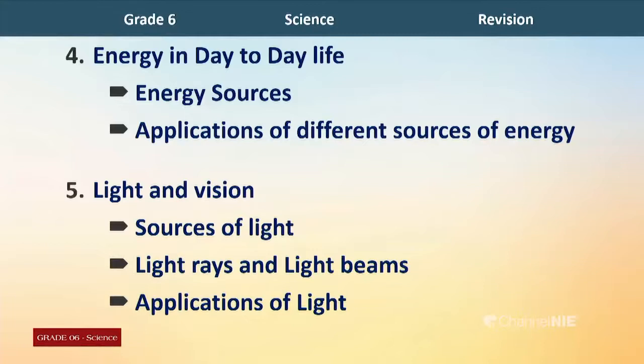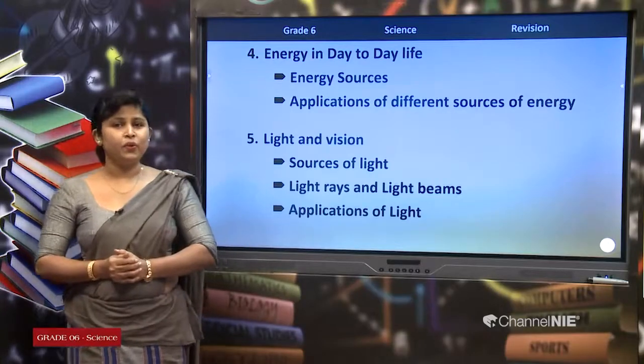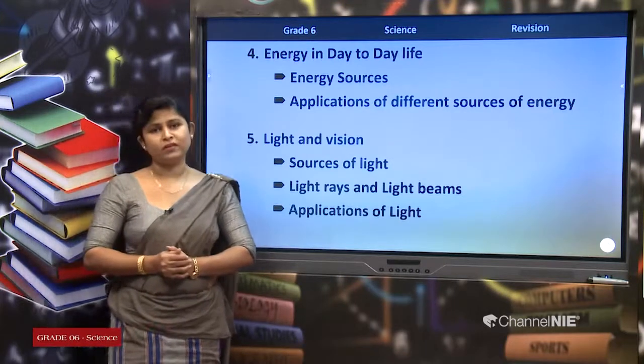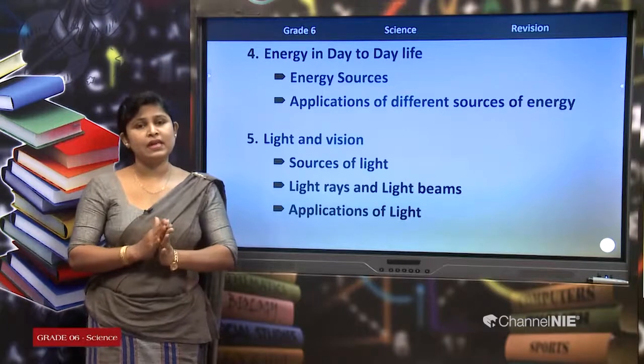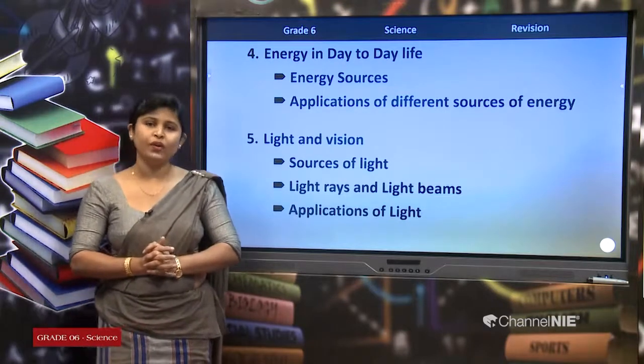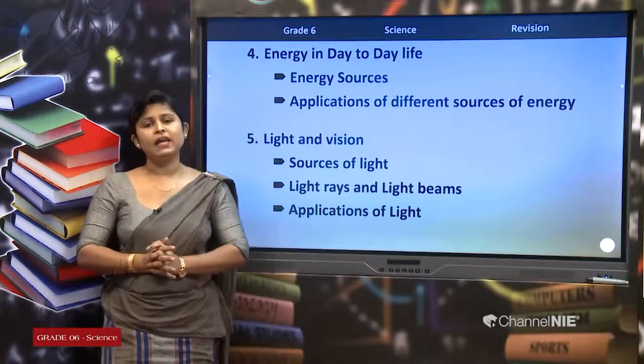Then light rays and light beams. Now I am sure that you can draw a light ray alone and you can draw a light beam alone. You can draw a light ray as a straight line and there should be an arrowhead on the line. A light beam is a collection of light rays. A number of light rays combine together to make a light beam. I am sure that you know the difference between a light ray and light beam.